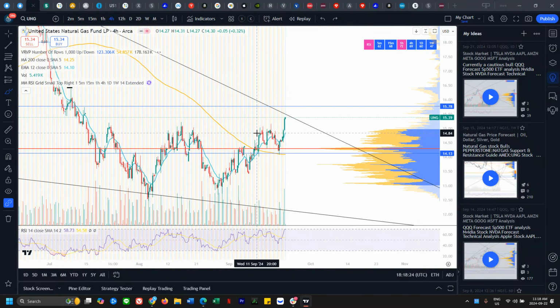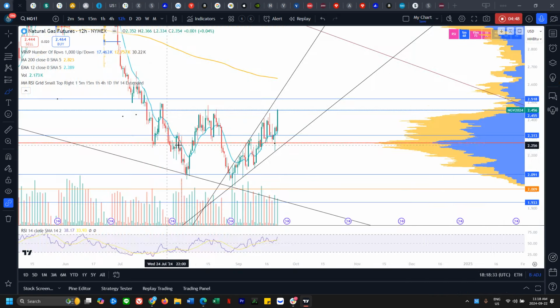It's a personal opinion, because sometimes some of these levels won't respect the levels as much because it moves with natural gas.